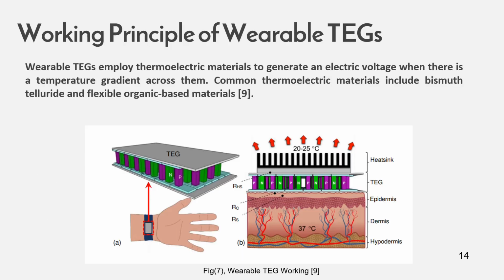And coming on to the working of TEGs, it's similar to what we have discussed in the bulk TEGs. The average temperature of the human body, as we can see in the figure, is about 37 degrees Celsius, and the average temperature of the atmosphere is about 20 to 25 degrees Celsius. So there exists a difference of about 10 to 15 degrees Celsius between the human body and the atmosphere. So TEG utilizes this temperature gradient between the human body and atmosphere to generate electrical voltage, and the voltage generation is the same as that of the bulk TEGs. Only the material structure and the generation capabilities differ in case of TEG.